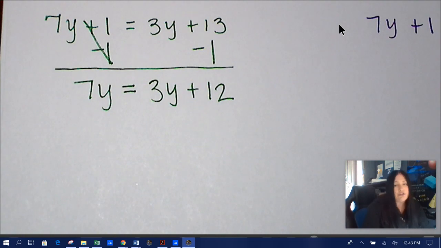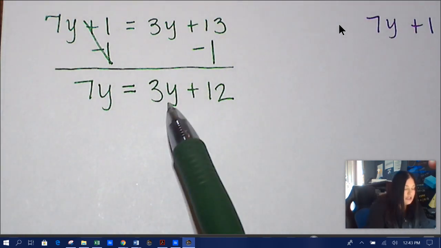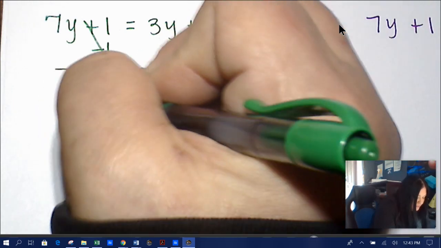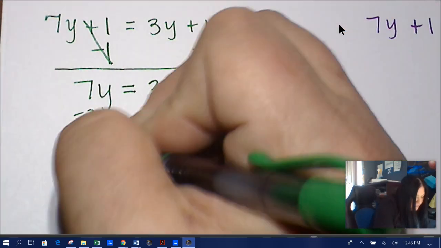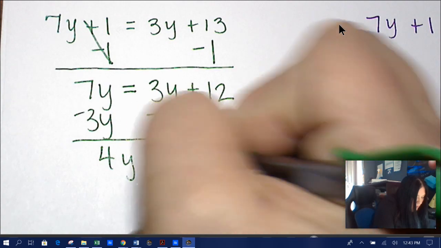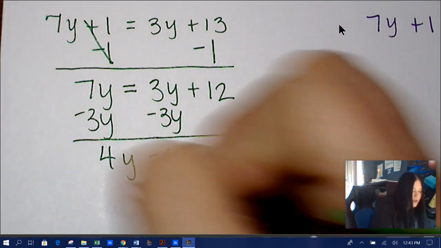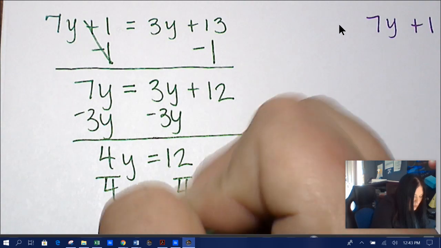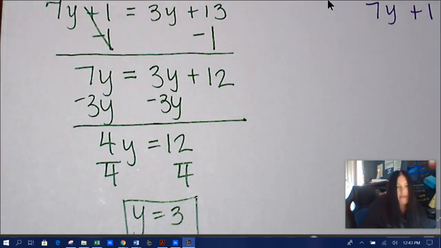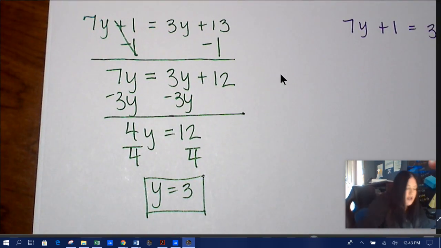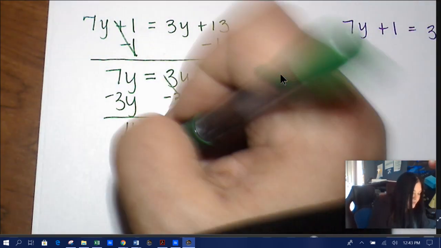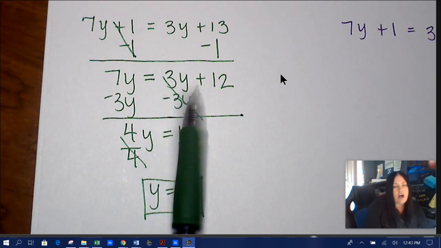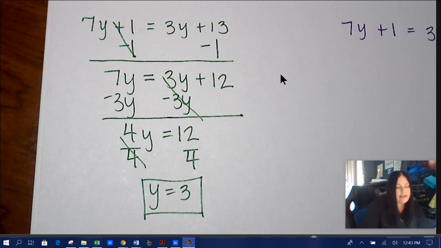So now, to finish this up, I have to get rid of this 3y. I would have to do -3y, -3y. That gets me 4y equals 12. And then I divide by 4 to get my answer, y equals 3. And that goes with all the answers up above. So by canceling a number first, the problem stays unfamiliar. I'm going to go ahead and do the last one the same way.